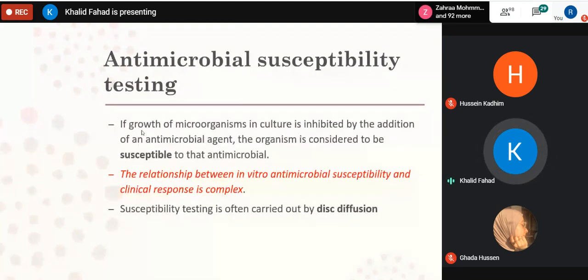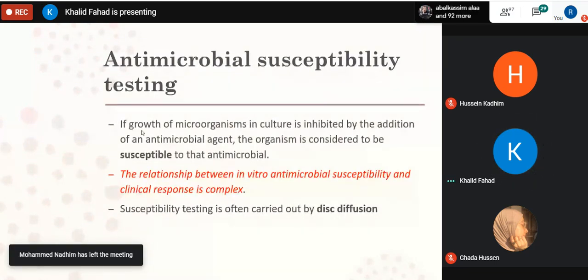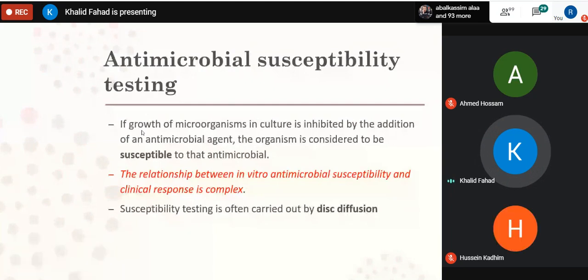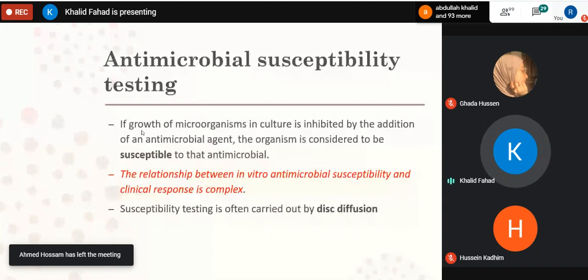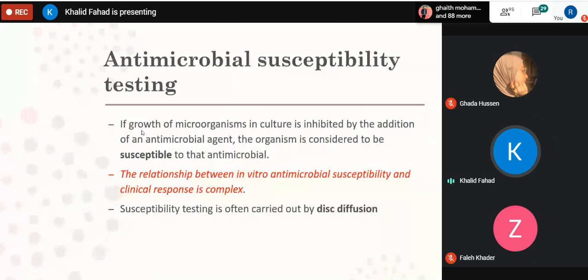Antimicrobial susceptibility testing. One of the ways to identify an organism is by culture, and the most important step to treat the microorganism successfully is antimicrobial susceptibility testing. If the growth of organisms in a culture is inhibited by the addition of an antimicrobial agent, the organism is considered susceptible to that antimicrobial therapy. Keep in mind that the relationship between in vitro antimicrobial susceptibility testing, for example in the laboratory, and the clinical response is complex, which means that sometimes there are variations between in vitro and in vivo testing. So an antibiotic may be resistant in vitro, but when administered to a patient, it may show some response.